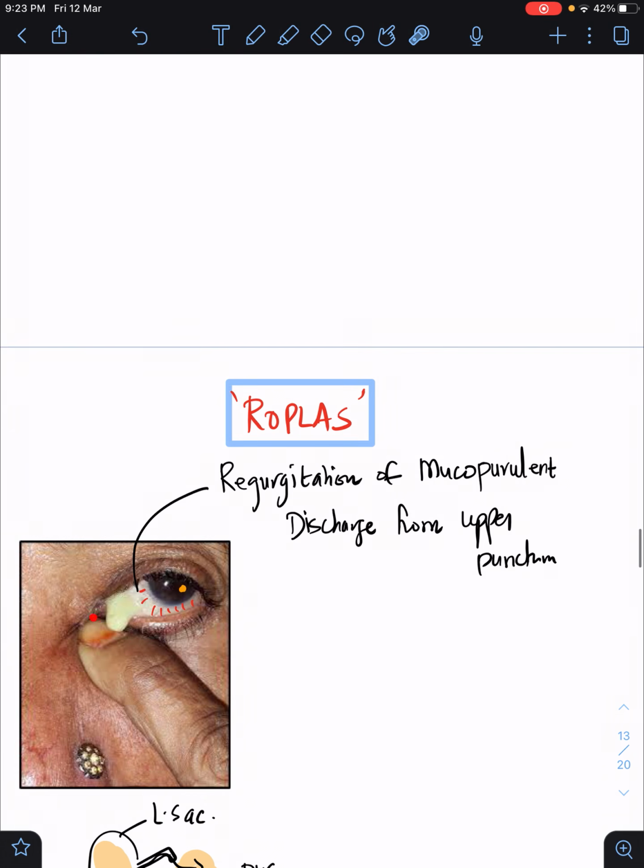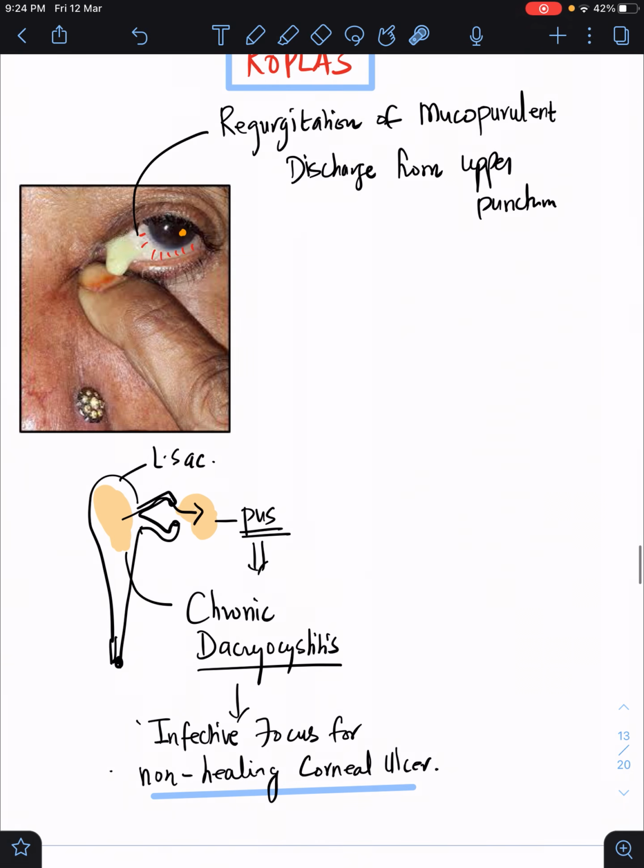When you press on the lacrimal sac area, if there's a regurgitation of mucopurulent discharge from the upper punctum, what is the implication? What is the importance of that? This is our patient. On pressing the sac area, pus came out from the upper punctum, which means the sac is infected, which means there is a chronic dacryocystitis. Chronic dacryocystitis is a painless swelling of the lacrimal sac which is filled with pus, what we can call a pyocele.